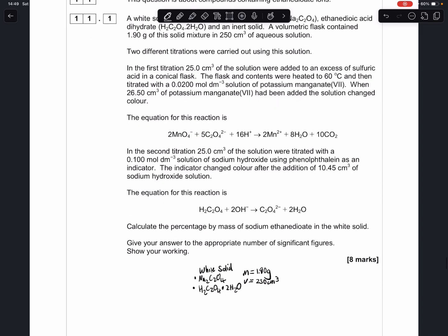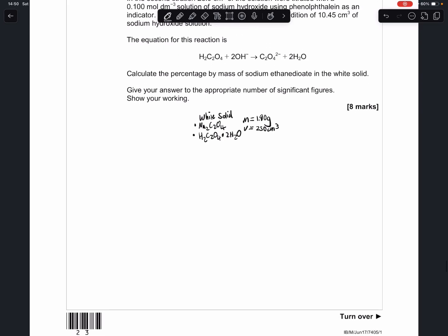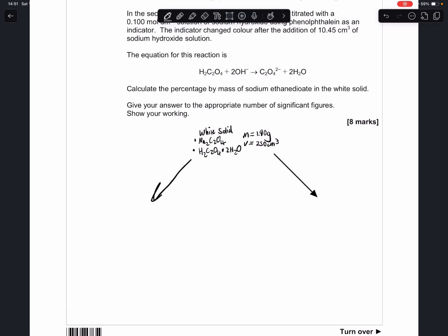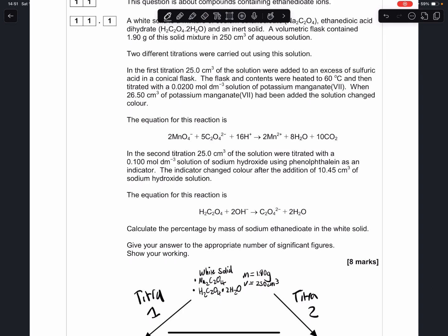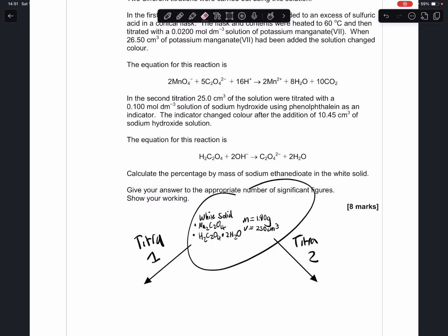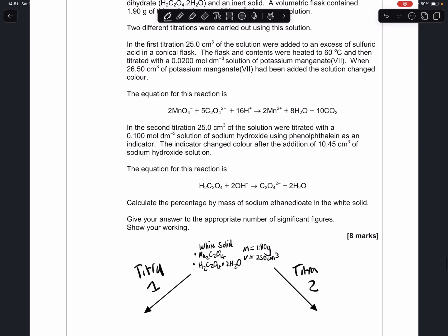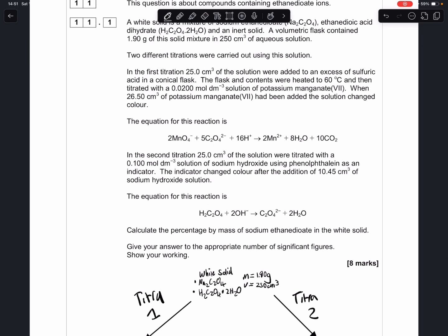So now we're told we're doing 2 different titrations, and we're using this solution, this volumetric flask with this mass, this white solid. We're doing 2 titrations with it. So I'm going to write out 2 little arrows. And this one will be titration 1, because the question tells us 2 different titrations. So we're told that we're using 25 centimeter cubed of our original solution. This is 250. We're now using 25. That is 10 times smaller. So just keep that in mind. So this is titration 1, and we're using 25 centimeter cubed of the original.